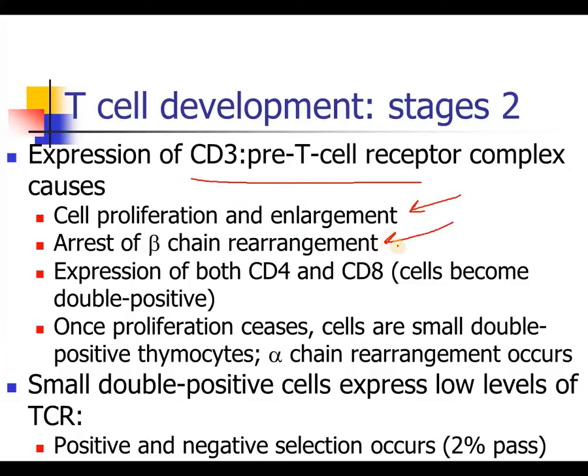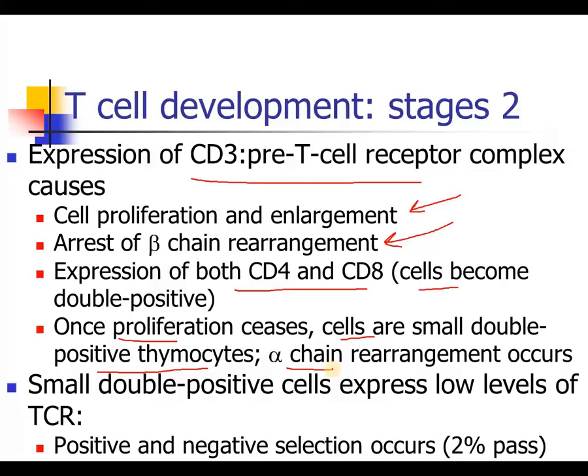Arrest of the beta chain rearrangement, so allelic exclusion, is going to occur. Again, very similar to the B cell receptor rearrangement. And then you get expression of both CD4 and CD8. In other words, the cells are going to become double positive. Proliferation is going to cease, and when this happens, the cells are considered small double positive thymocytes, and the alpha chain rearrangement will occur. So these are now immature T cells.